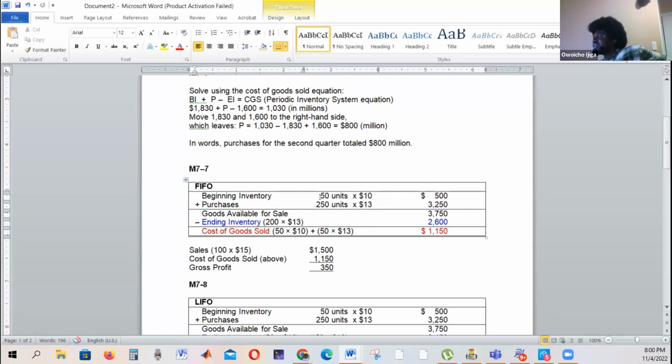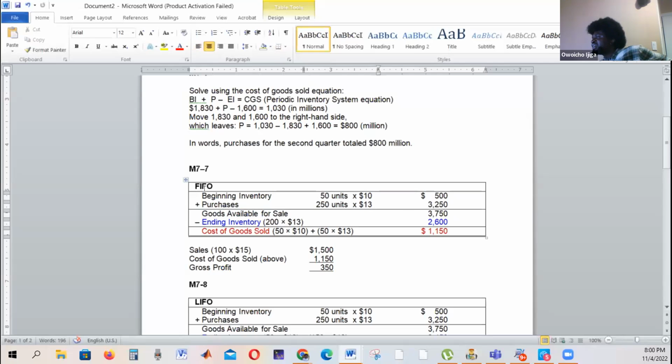The beginning inventory, we had 50 bottles of Gatorade at $10 each. We purchased 250, this time at $13 each. And when you multiply that, you have what? 500 and 3,250 respectively. What is the cost of goods available for sale? Remember I told you it is the beginning inventory plus the purchase. It becomes this plus this to give you 3,750.